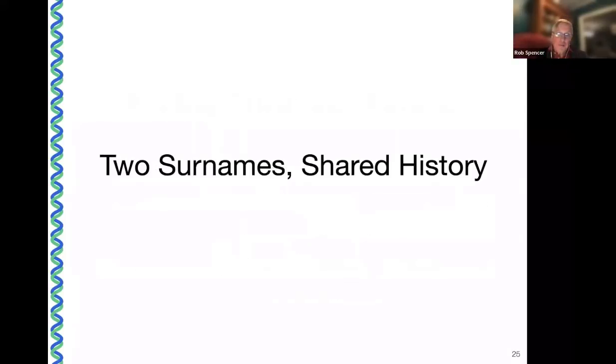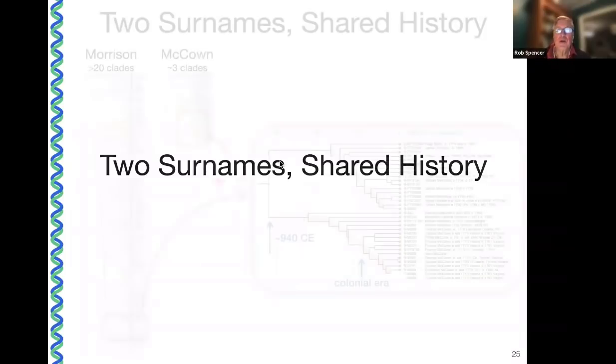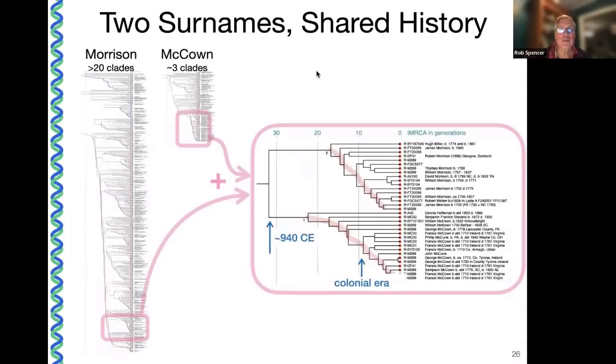So I'm going to do this in 3 stories. The best way to do this is with 3 stories. And the first story turns out to be a relatively simple story of 2 surnames, Morrison and McCown. I came upon this by chance, and it's a lovely, compact little story.